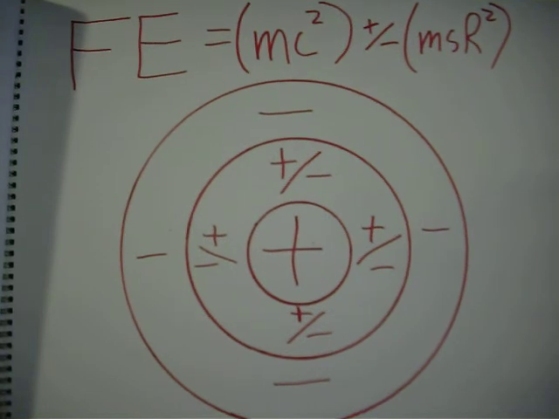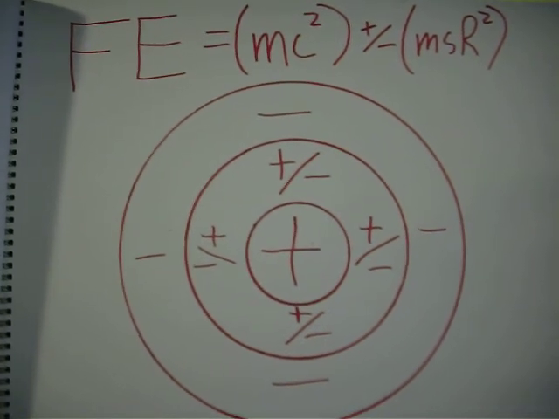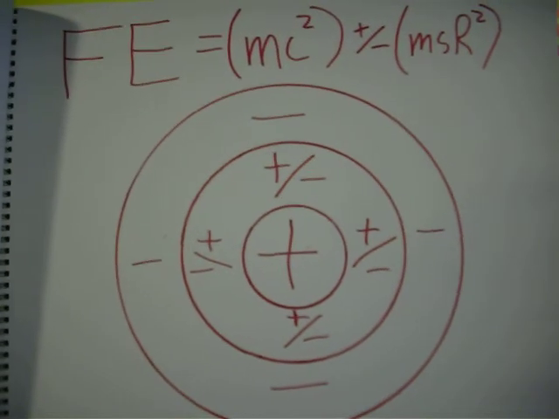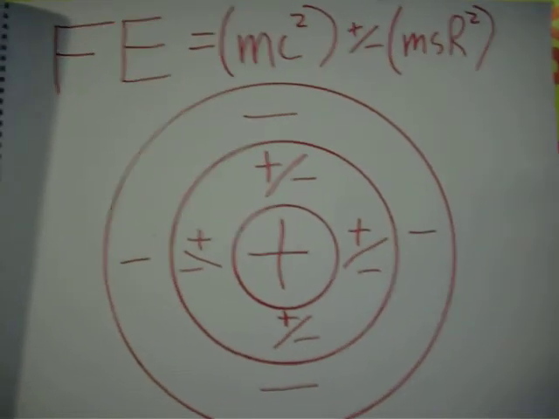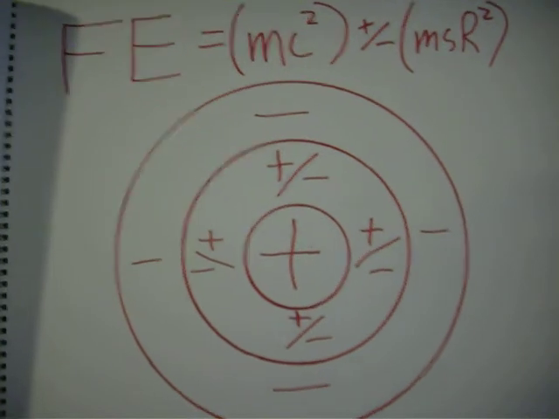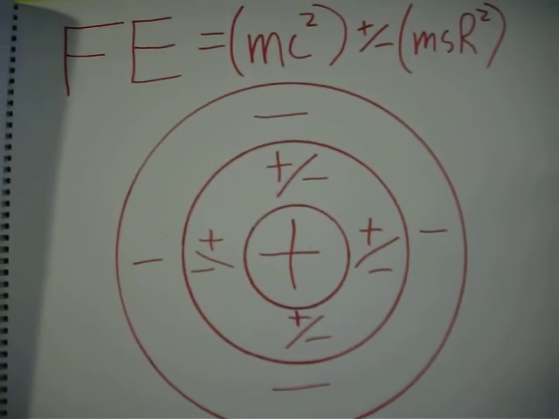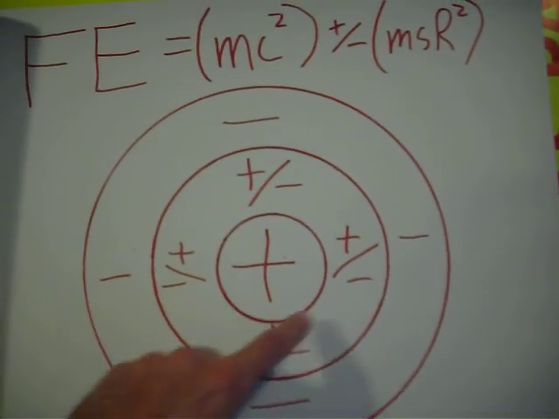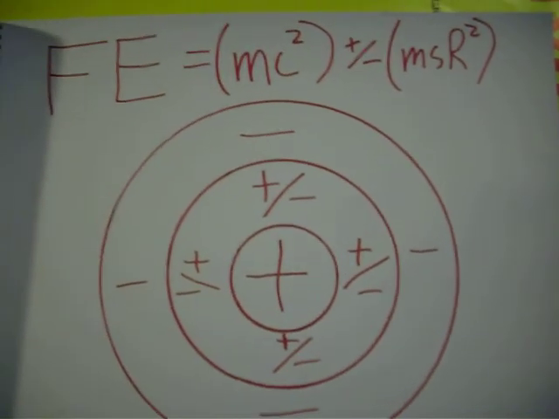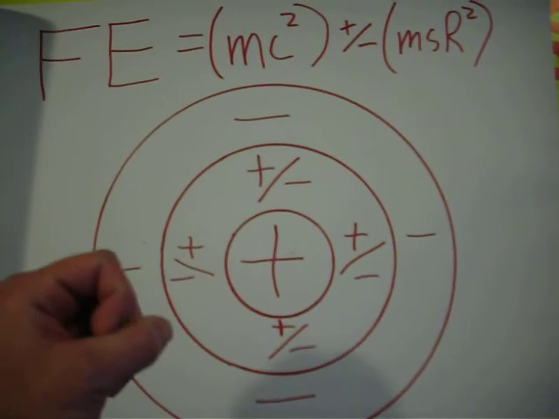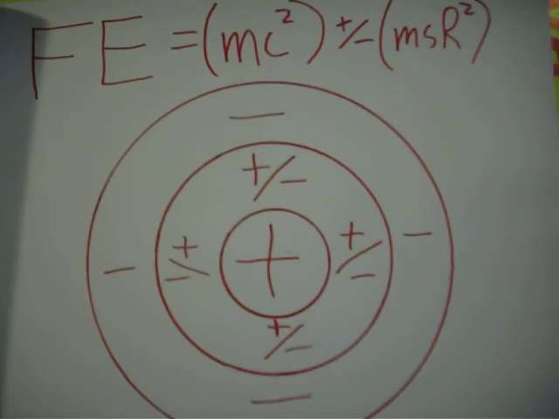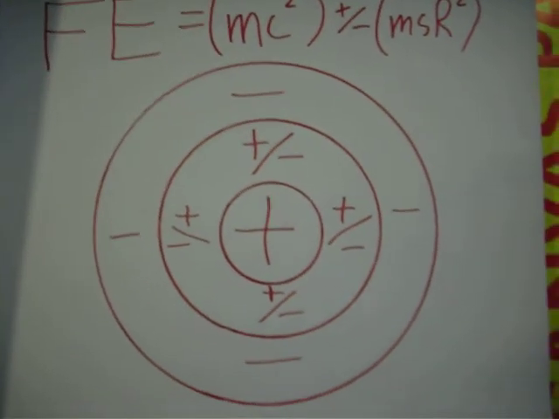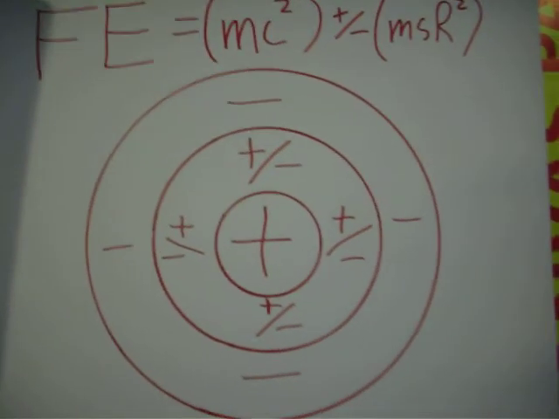mc squared plus or minus msr squared, mass times the speed of rotation squared. Now, how this applies to a star is basically the equations add together. The mass times the speed of light squared adds with the mass times the speed of rotation squared in the core of the star. That's because the gravity can't push it in anymore, and the energies basically combine and create more or less a super energy. So that's the core of the star.